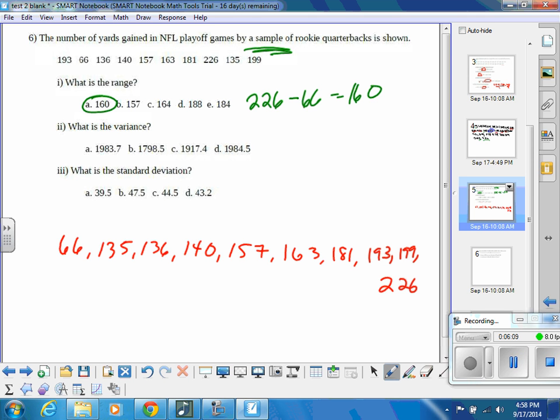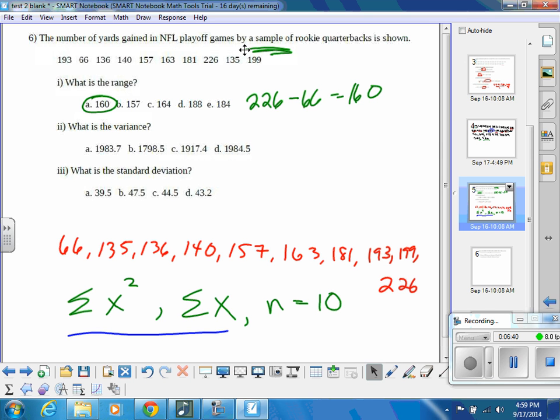The next one says, what is the variance? But then the next one says, what is the standard deviation? You can't get the standard deviation without getting the variance. If you use your calculator, it will give you the standard deviation, okay? But you still have to find the variance using the formula. So you can use the numbers that your calculator is going to give you. Your calculator is going to give you these numbers if you type all this in, and it's going to tell you that n is equal to 10. You're going to have to know these two to plug them into the formula I'm about to show you. Once you do that, that should help you get the variance, okay?